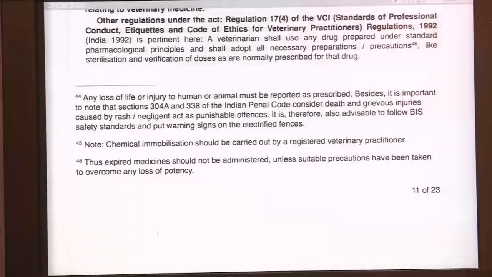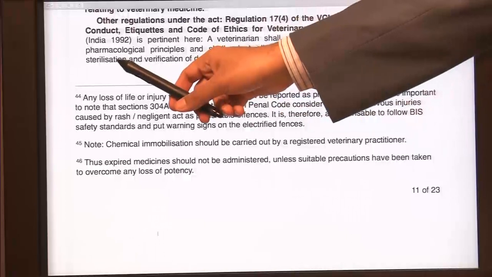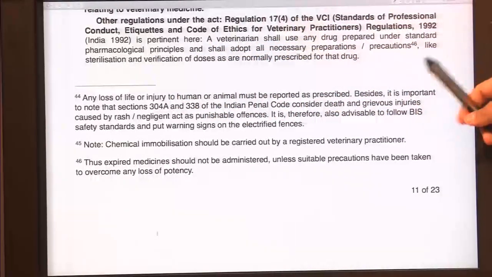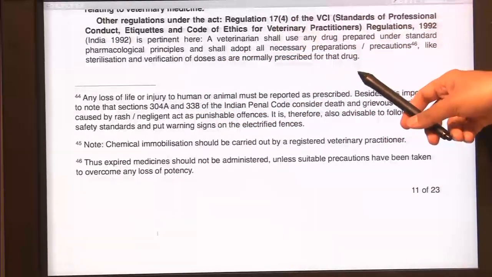And then it also says that other regulations under regulation 17.4 of the Veterinary Council of India, Standards of Professional Conduct, Etiquettes and Code of Ethics for Veterinary Practitioners Regulation 1992 will be used. Now, it says that a veterinarian shall use any drug prepared under standard pharmacological principles and shall adopt all necessary preparations and precautions like sterilization and verification of doses as are normally prescribed for that drug.